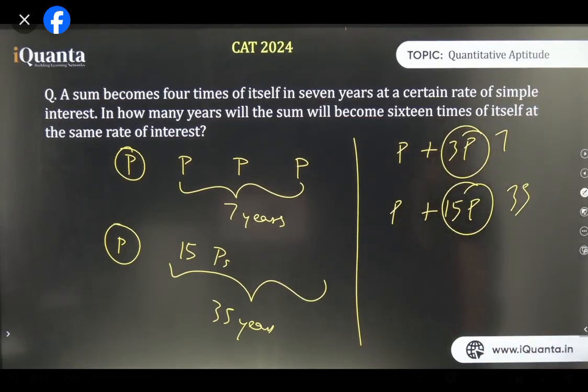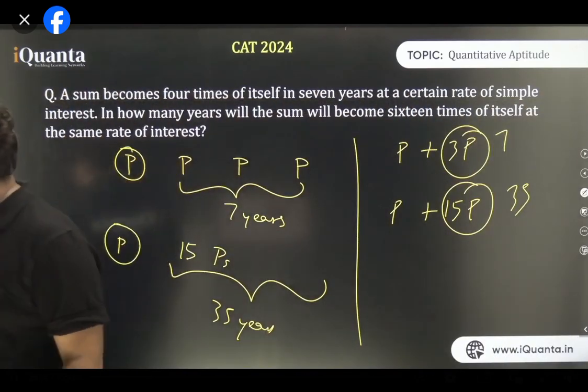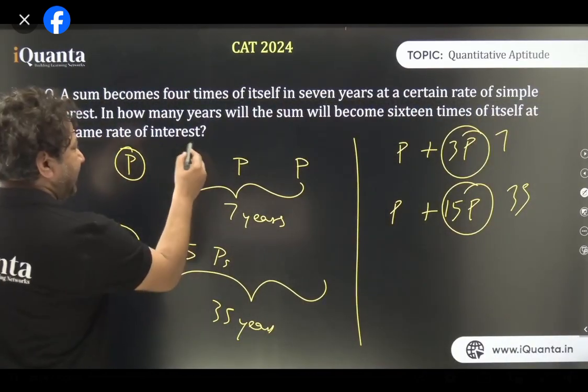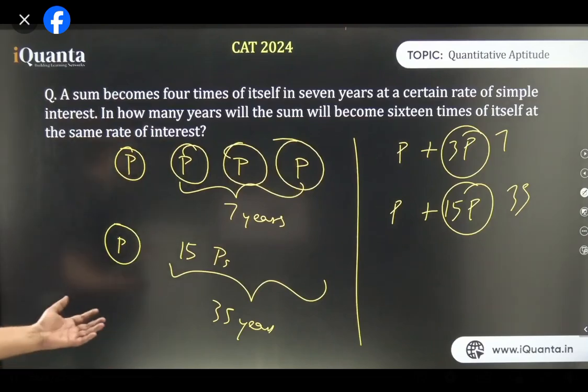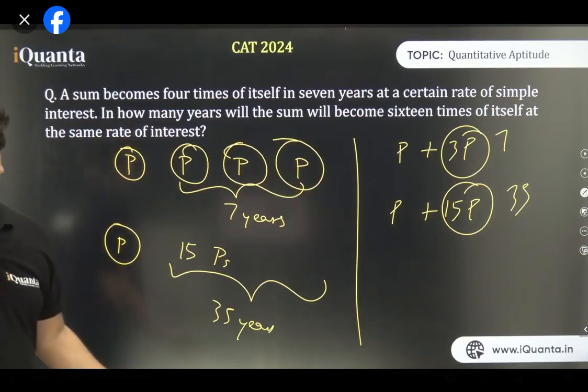That's all. Clear? In terms of cakes, we could get 3 cakes in 7 years. Every 7 years I'm getting 3 cakes. So in 35 years I'll get 15 more cakes. And that'll be all right.